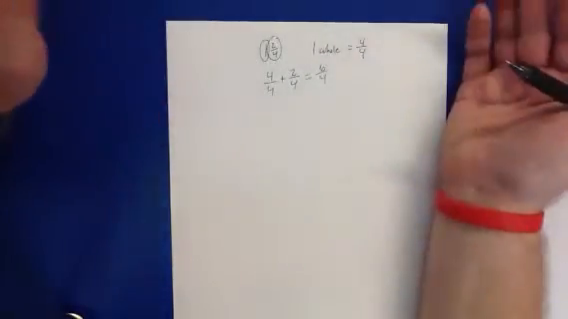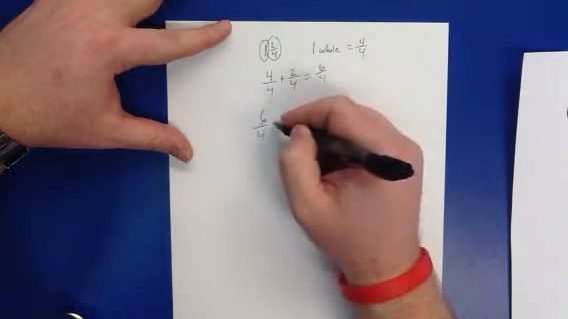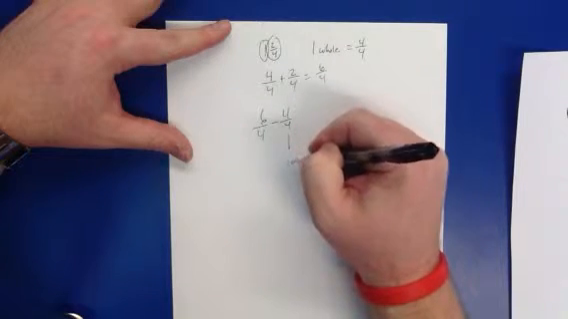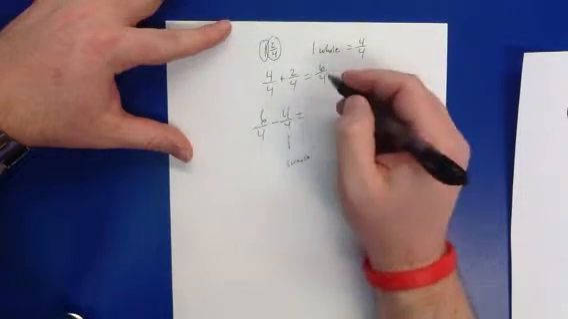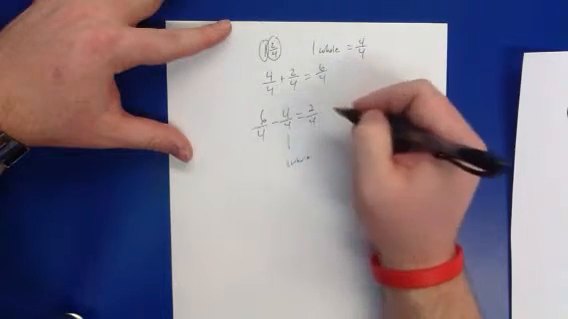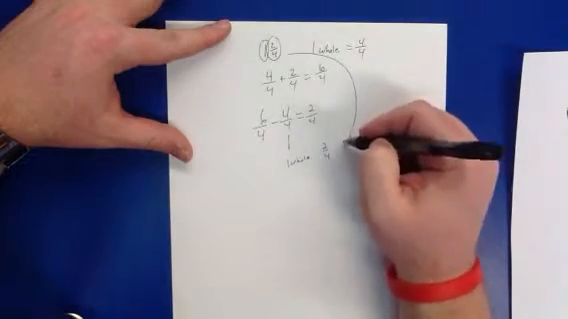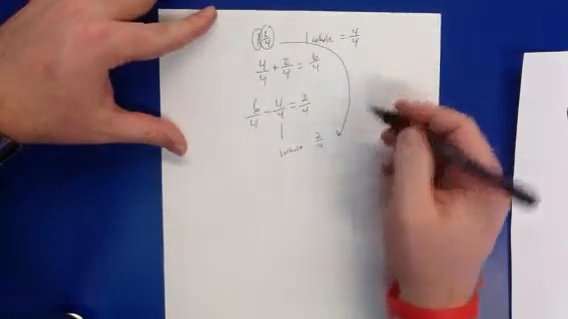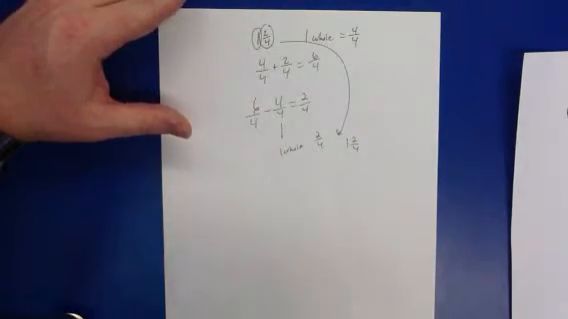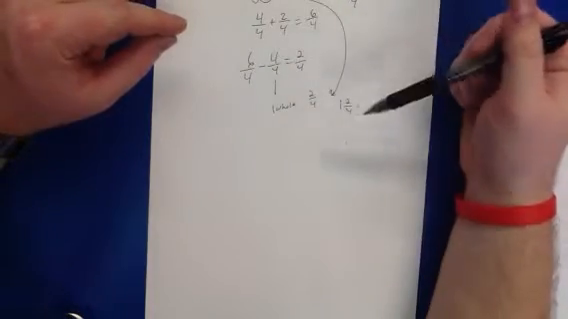Now if I want to turn that back into a mixed number, I'll take my 6/4 and subtract from that 4/4, which will give me 1 whole. Then that will leave me with 2/4. So I have 1 whole and 2/4, which takes me back to my original mixed number of 1 and 2/4. So I took a mixed number and turned it into an improper fraction.